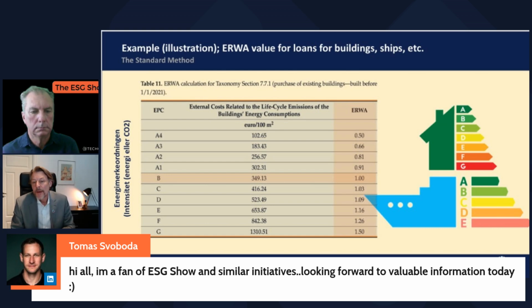But intensity metrics are now starting to be used in risk assessment. Intensity ratios are, for example, for a building, how many kilowatt hours that building uses per square meter. If you use little, you get a good grade, like an A. If you have a poorly performing building, you get a lower grade, and that will also reflect in the credit margin, the price you have to pay, and the loan to value that this building is able to get from the banks. Also on ships and other assets, intensity metrics are starting to make differences.